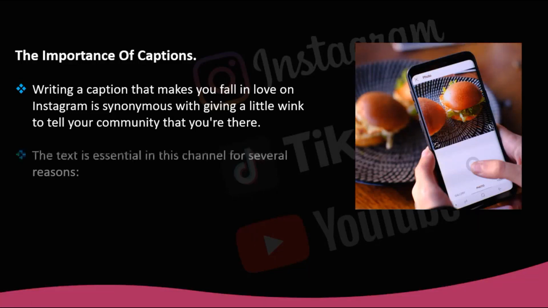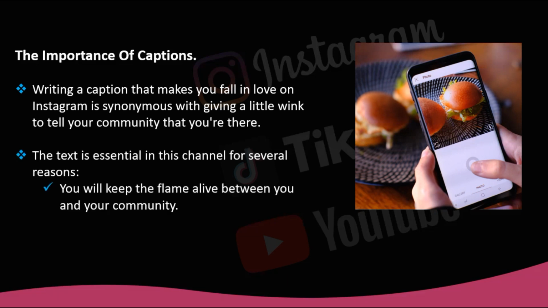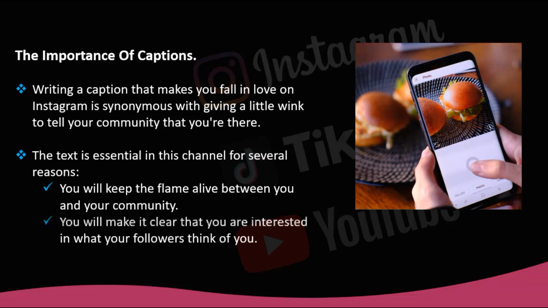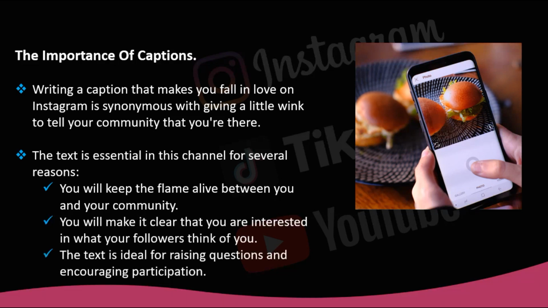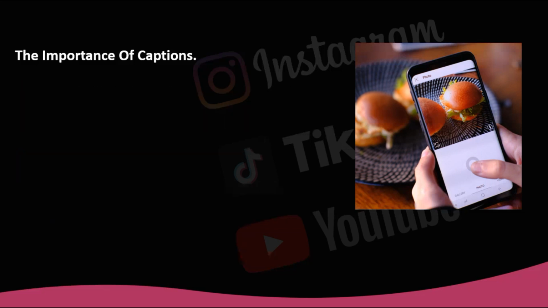The text is essential in this channel for several reasons. You will keep the flame alive between you and your community. You will make it clear that you are interested in what your followers think of you. Also, the text is ideal for raising questions and encouraging participation. But writing a caption that gets the full attention of your followers also has its creative and intellectual process.